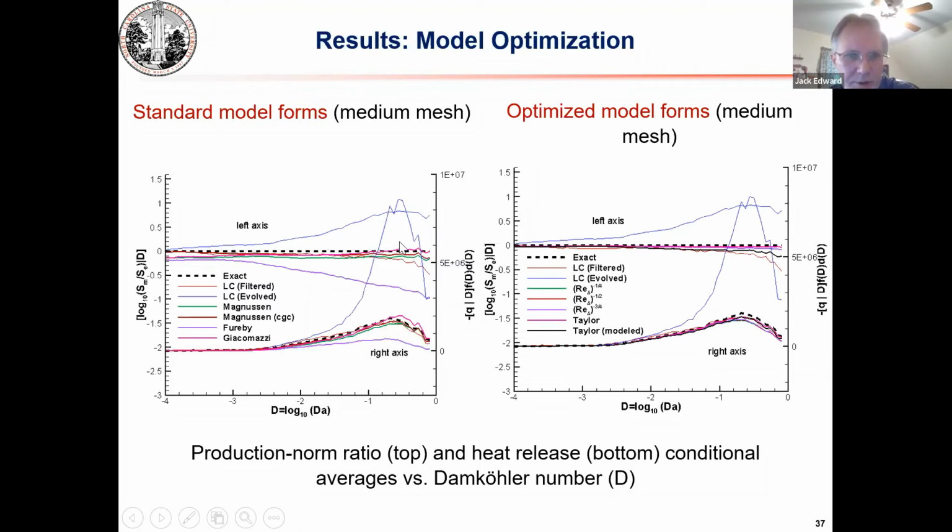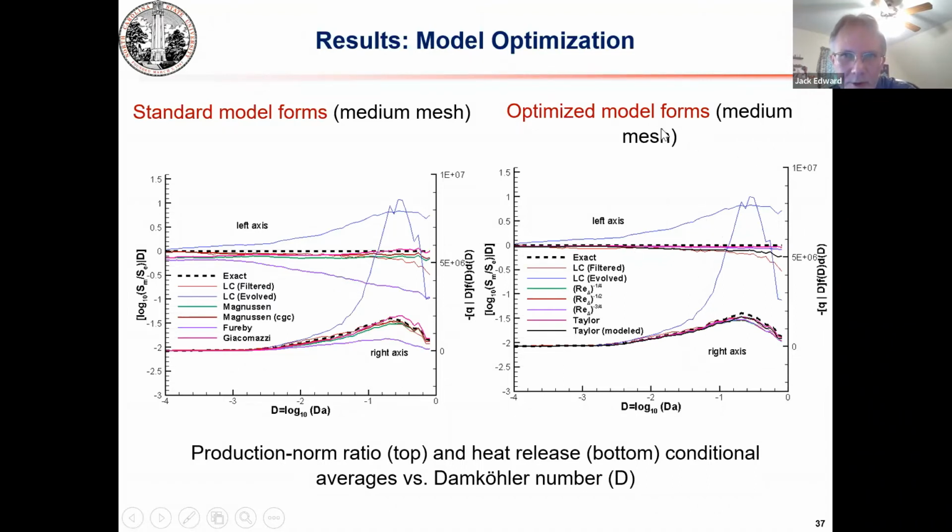And you can see the model predictions here. The outliers are really a couple. There's laminar chemistry, which for reasons we discussed earlier, isn't going to do particularly well when you use filtered data, but it's not terrible when you evaluate laminar chemistry using the evolved data. And you also see that Furby's model is a bit of an outlier here. It doesn't do particularly well on the medium grid, which we showed earlier.